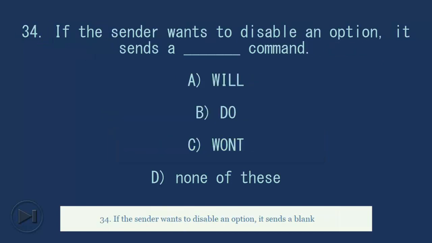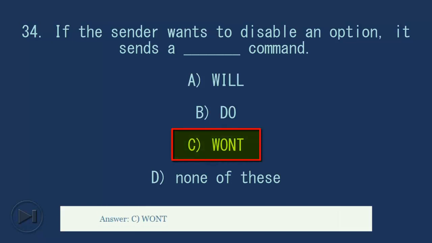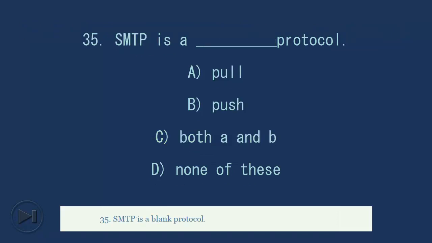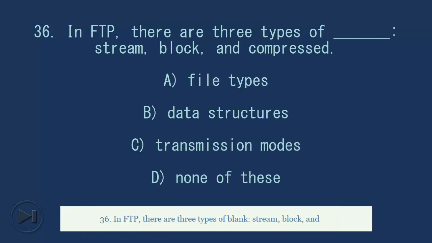If the sender wants to disable an option, it sends a blank command. A. Will. B. Do. C. Won't. D. None of these. Answer, C. Won't. 35. SMTP is a blank protocol. A. Pull. B. Push. C. Both A and B. D. None of these. Answer, B. Push. 36. In FTP, there are three types of blank: stream, block, and compressed.